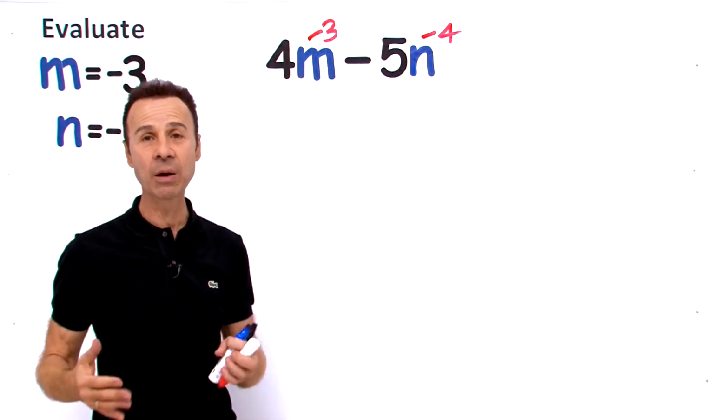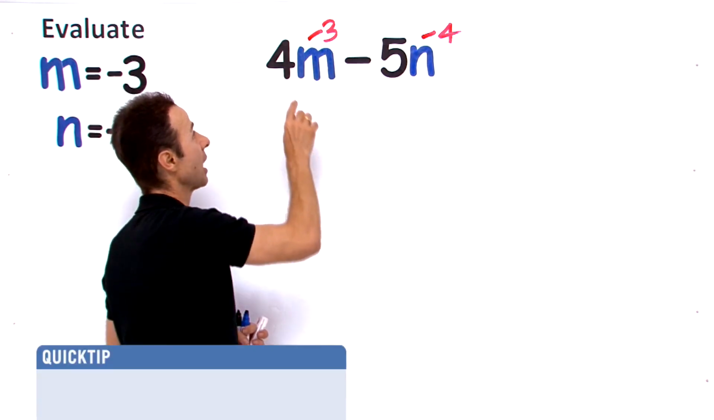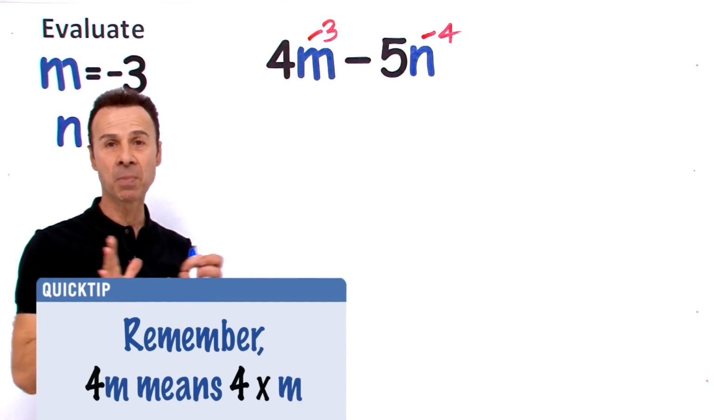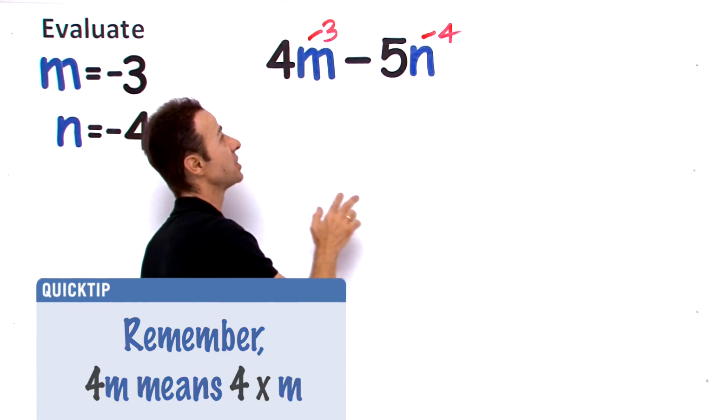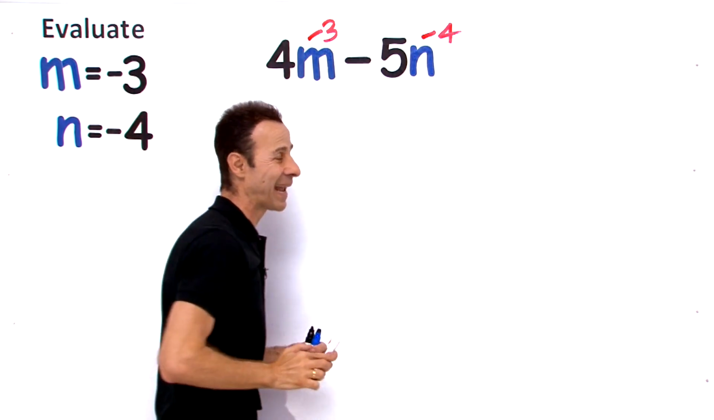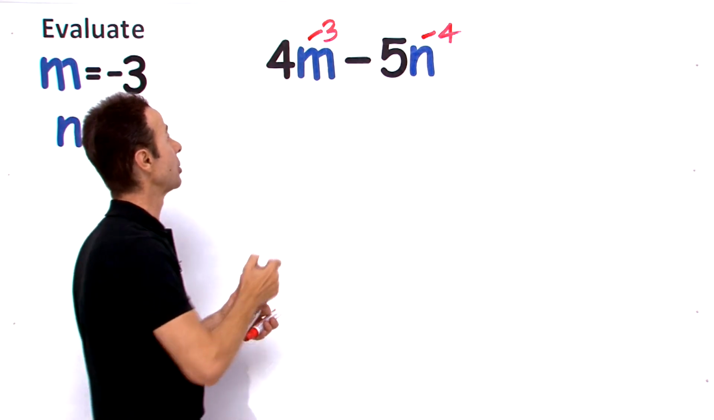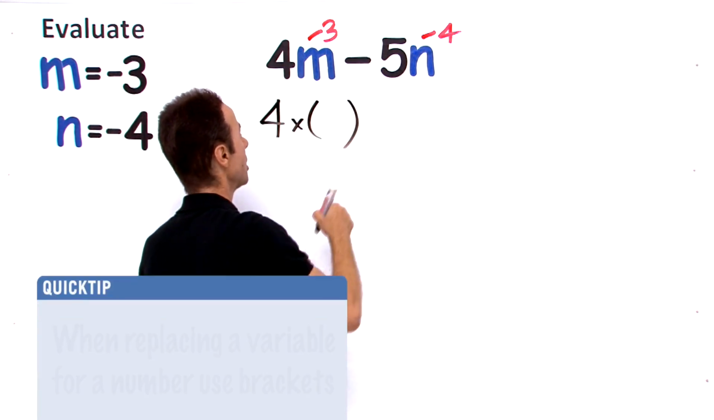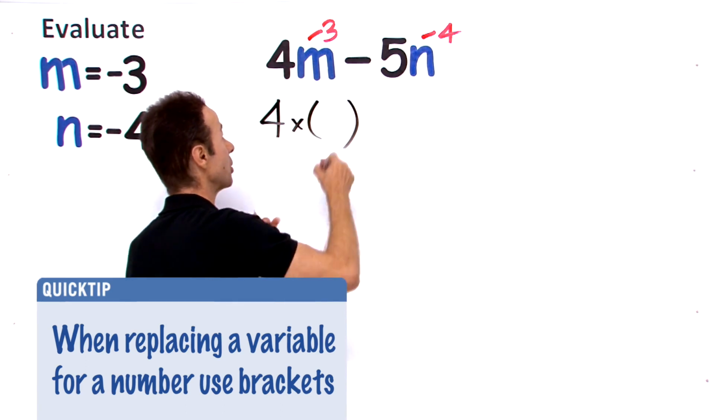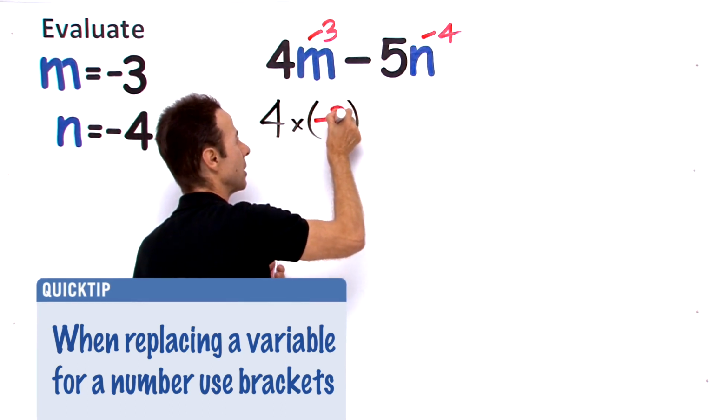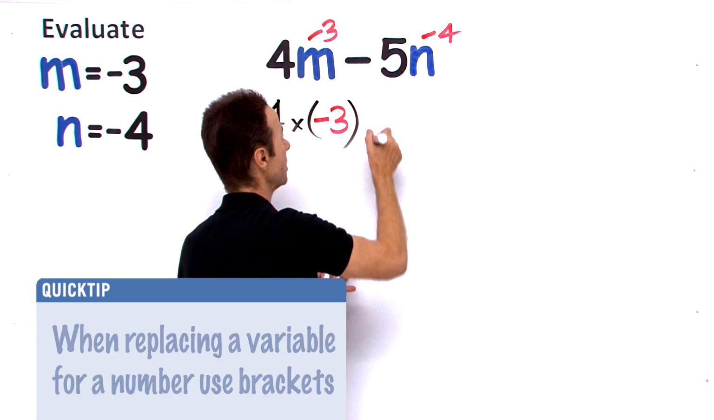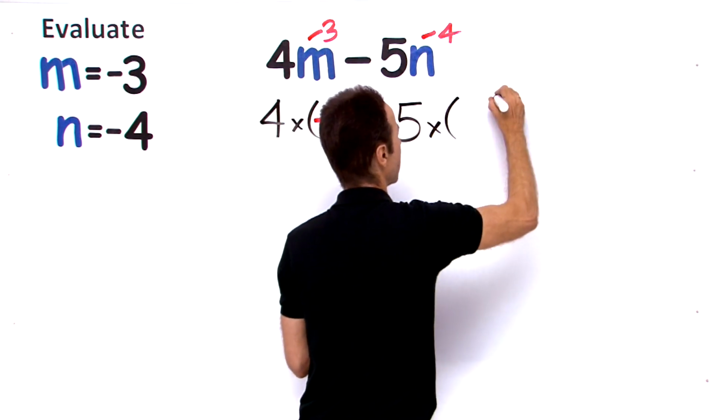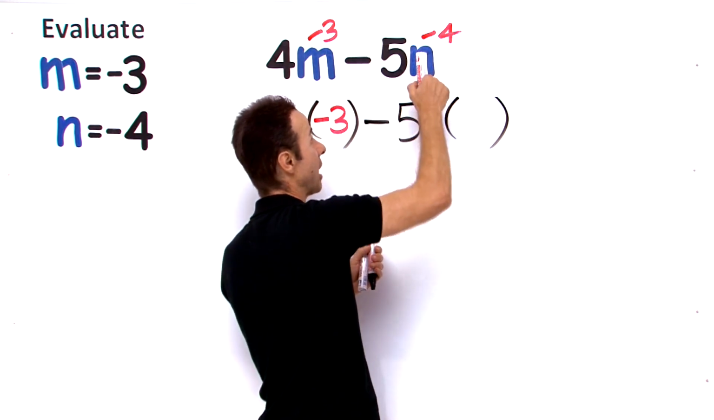Now remember, in the language of algebra, when you have a number next to a variable or a letter, these two guys, it means multiply. So it's 4 times m and 5 times n. So let's go ahead and do that. So we have 4 times, let me put in brackets here, because we have the m that's going to be substituted for -3, and then it's minus 5, and that's going to be times, I'll put in bracket here, n, which is now -4.